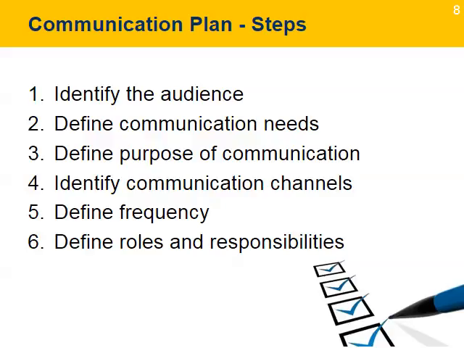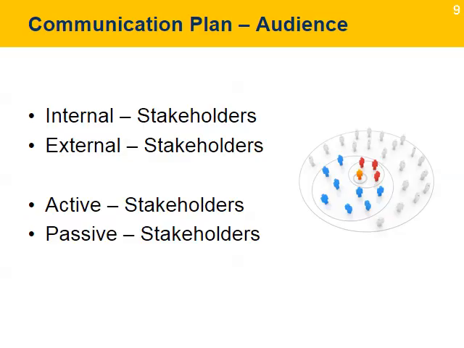To develop a communication plan, you can take the following steps: identify the audience, define the communication needs, define the purpose of communication, identify communication channels, define the frequency, and define roles and responsibilities. In the first step, the project leader, with assistance from the project team, will develop a list of all the key stakeholders the project needs to communicate with. This list will identify those stakeholders that have a priority. Stakeholders can also be classified as internal, such as the steering committee and program directors and administrative managers, or external, such as donors, government officials, partners, and beneficiaries.